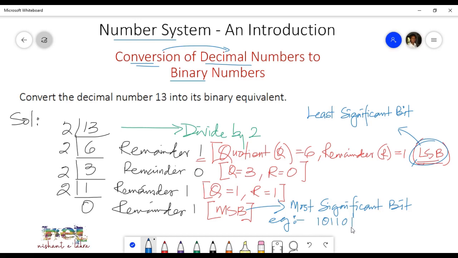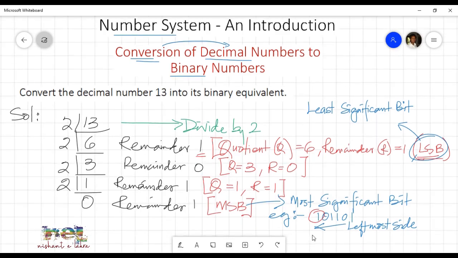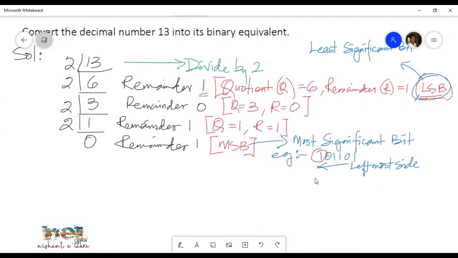For example, 1101. Now this is the leftmost side of the set of digits in binary number system. Like you can see on your screen, I have marked it there. The leftmost side digit is termed as the MSB, which is most significant bit, and the rightmost side digit is termed as LSB. So let's see how can we write it down. We have to write it from MSB to LSB.